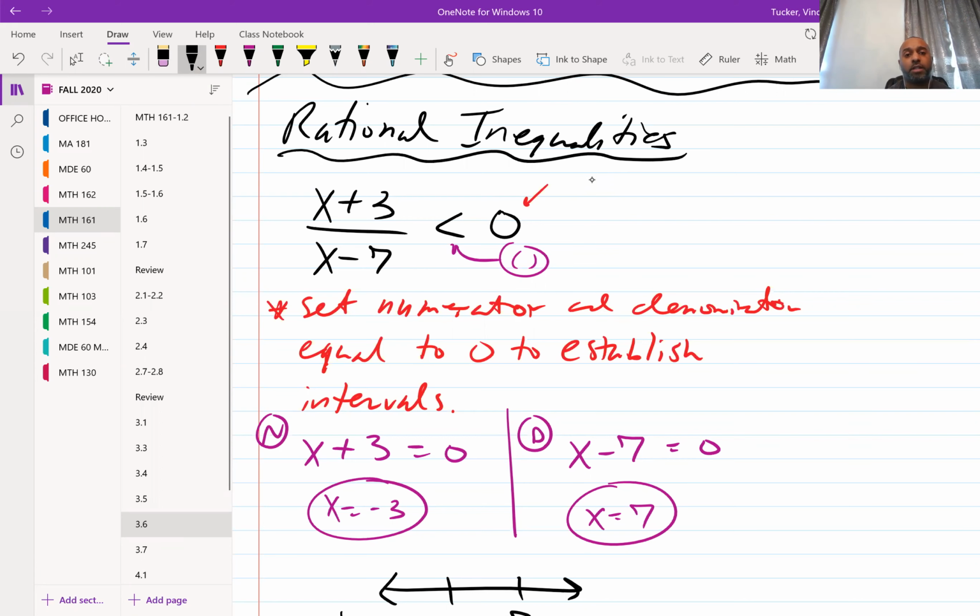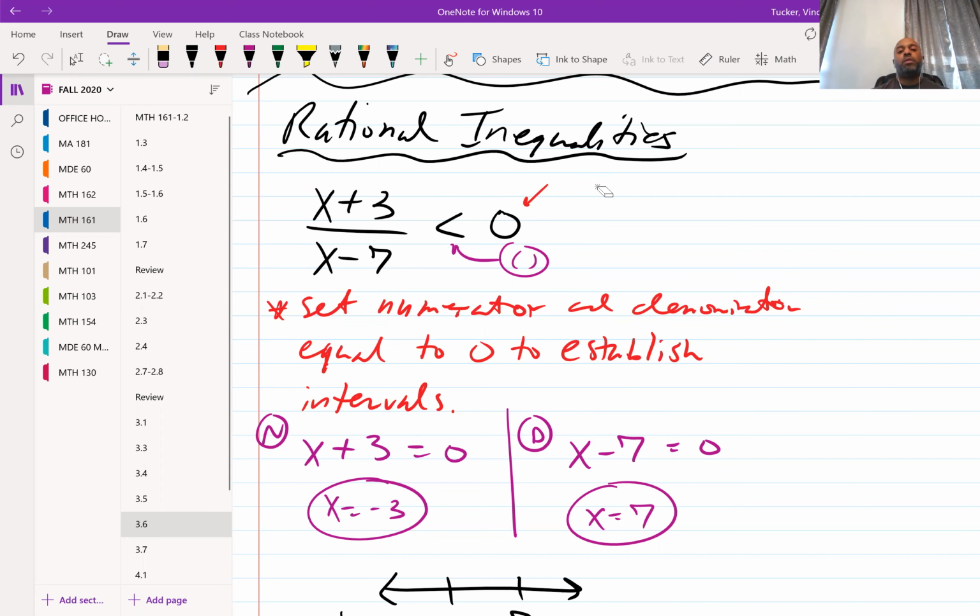Here we have (x plus 3) over (x minus 7) is less than 0. We always want to set one side equal to 0, just like before, because we want to do our comparison to 0. Remember, if it's less than 0, then we're talking about negative. If it's greater than 0, we're talking about positive. Also, we have our less than symbol, so that means we're going to use parentheses. If it was less than or equal to, then we'd be using the bracket. So all of those things still hold true.